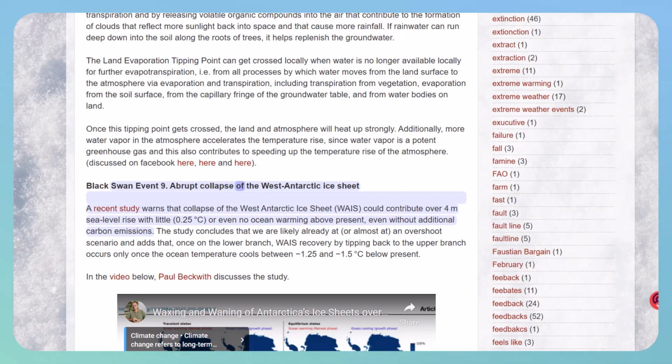Black Swan Event 9. Abrupt collapse of the West Antarctic ice sheet. A recent study warns that collapse of the West Antarctic ice sheet, WAIS, could contribute over 4 m sea level rise with little, 0.25 degrees Celsius, or even no ocean warming above present, even without additional carbon emissions.